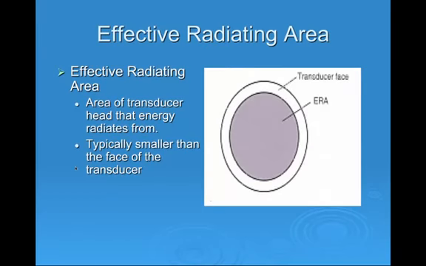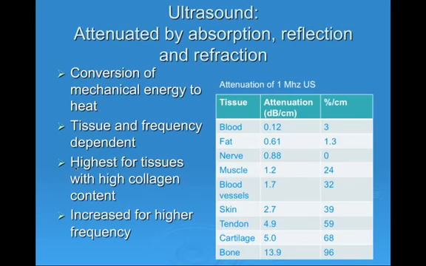All right, so the effective radiating area is just the area of the transducer head that energy radiates from. Okay, and it looks something like this, in that the transducer face usually has a little bit of an area that there is no sound energy coming out of, and that's also usually listed right on the ultrasound wand as well.